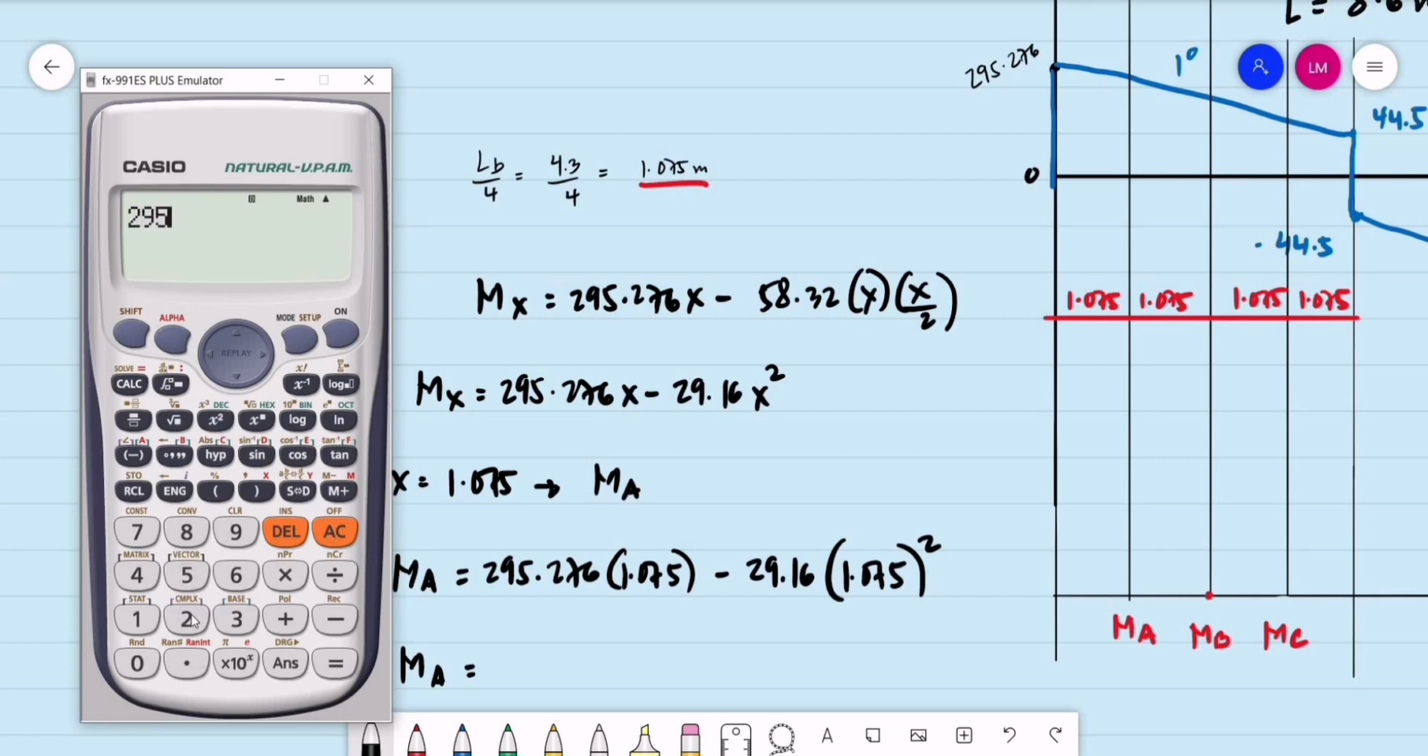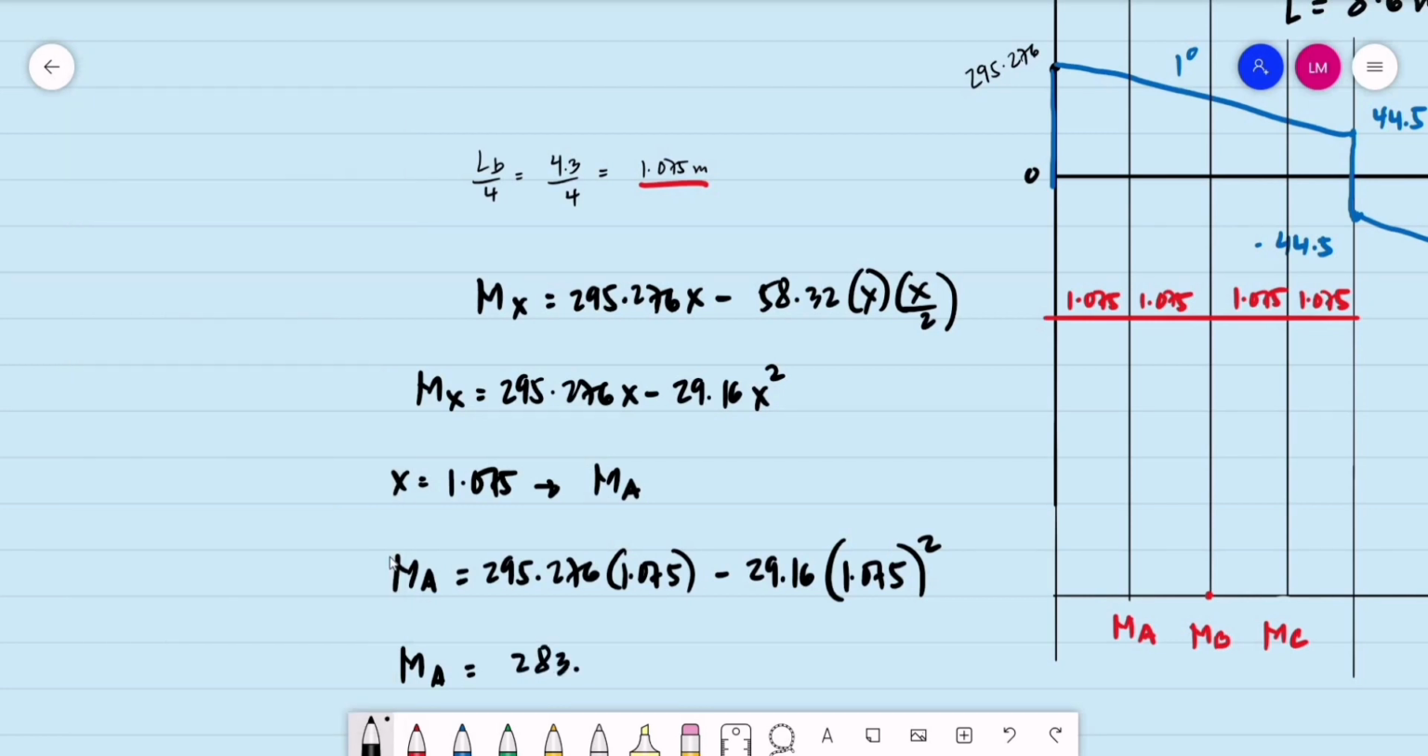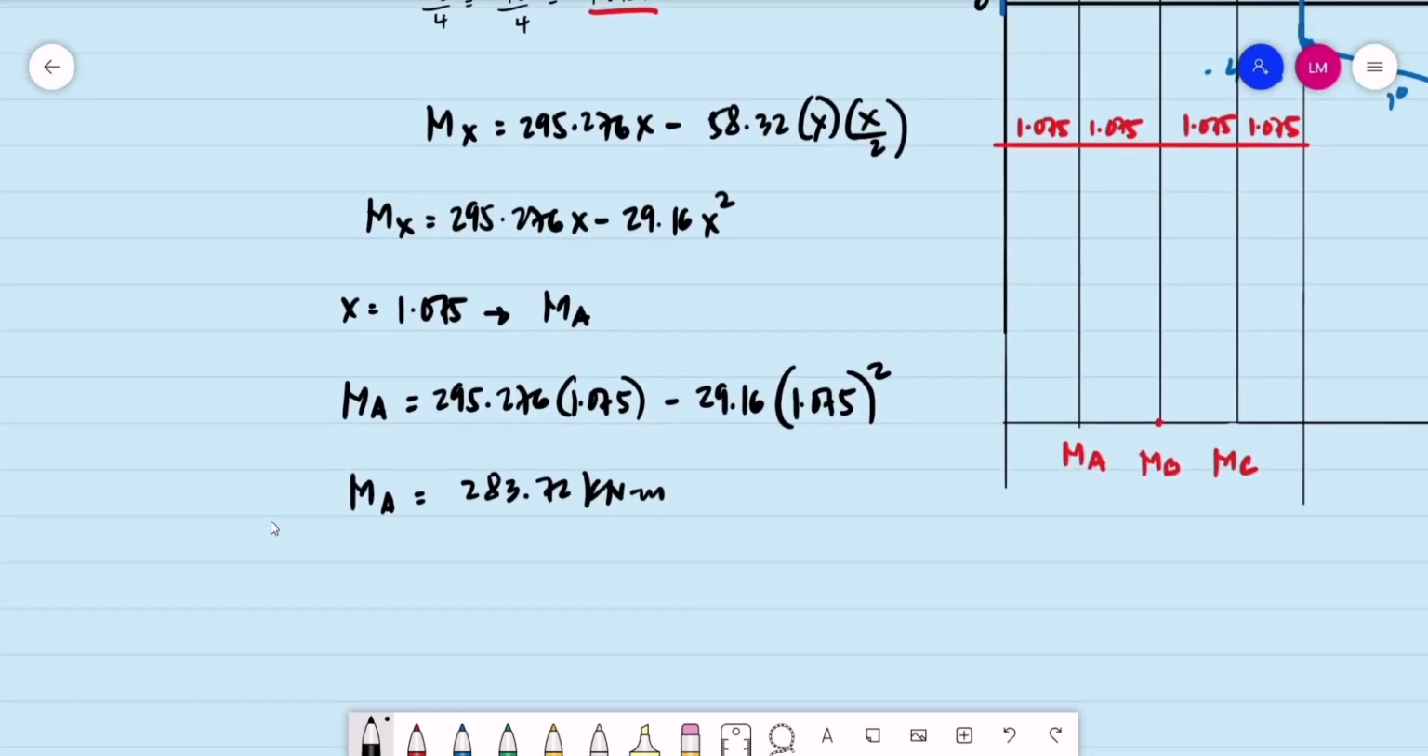So we have 295.276 alpha x. I'll be using the calc function of the calculator. Minus 21.16 alpha x squared. Then I'll just press calc at x equal to 1.075, then press equals. That is 283.72 kilonewton meter. Okay, that is the moment at A.